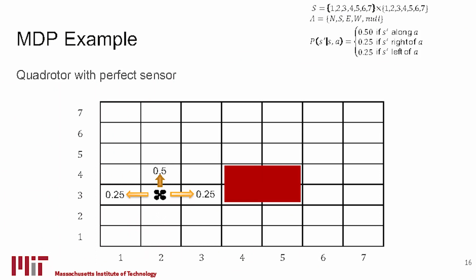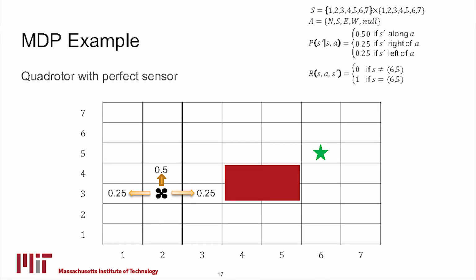Next thing, for this example, we arbitrarily gave ourselves a transition probability. So we said that you have a 50% chance of following your commanded action, with a 25% chance of moving to the left or the right. Next, we have the reward function. And again, we arbitrarily decided that there is a reward if you get to state 6.5, that you increment a reward of 1.